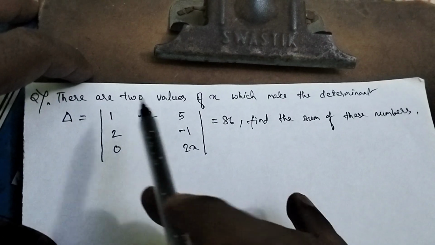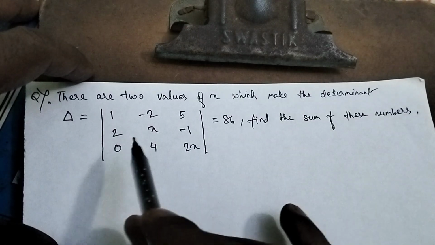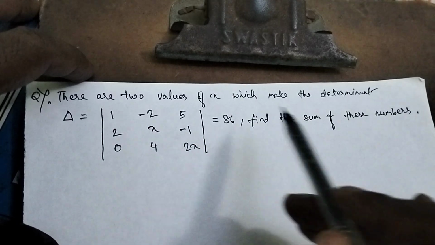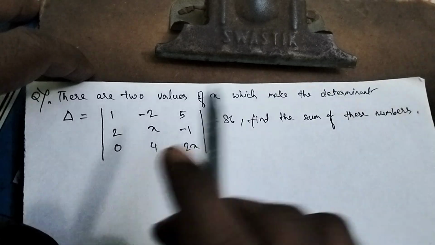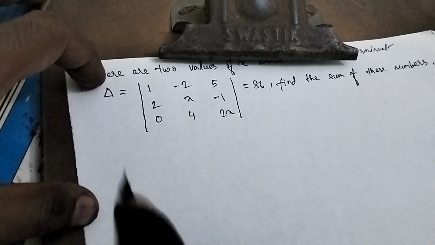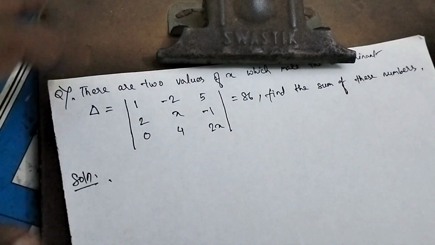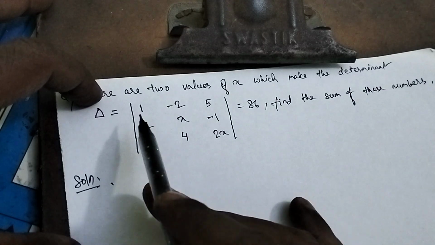It has been clearly mentioned that there are two values of x which make this determinant equal to 86. So find the sum of these two values of x. So I am starting the solution. Watch it carefully. We'll expand the determinant through the first row.